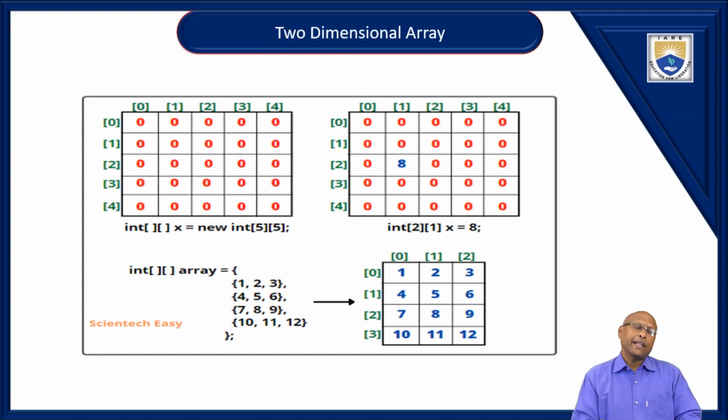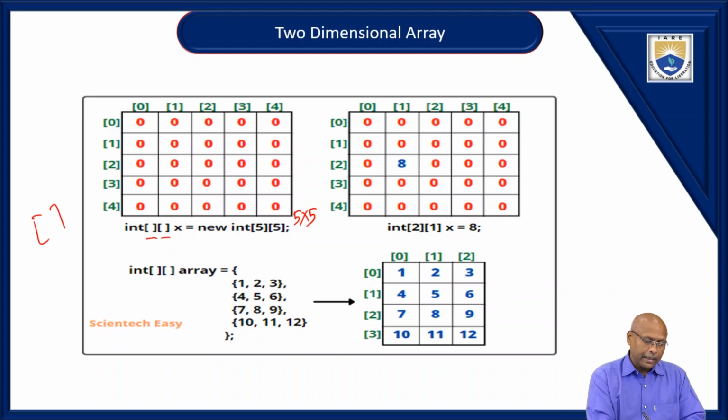Next, a two-dimensional array. Then how to write a two-dimensional array? Now see, this is 5 by 5, 5 rows, 5 columns. Int x. The square bracket is the representation of an array. When there are 2 square brackets, it indicates a two-dimensional array. So it is an integer two-dimensional array. So how many elements are there? 5 rows, 5 columns. Initially all the elements are filled with 0.